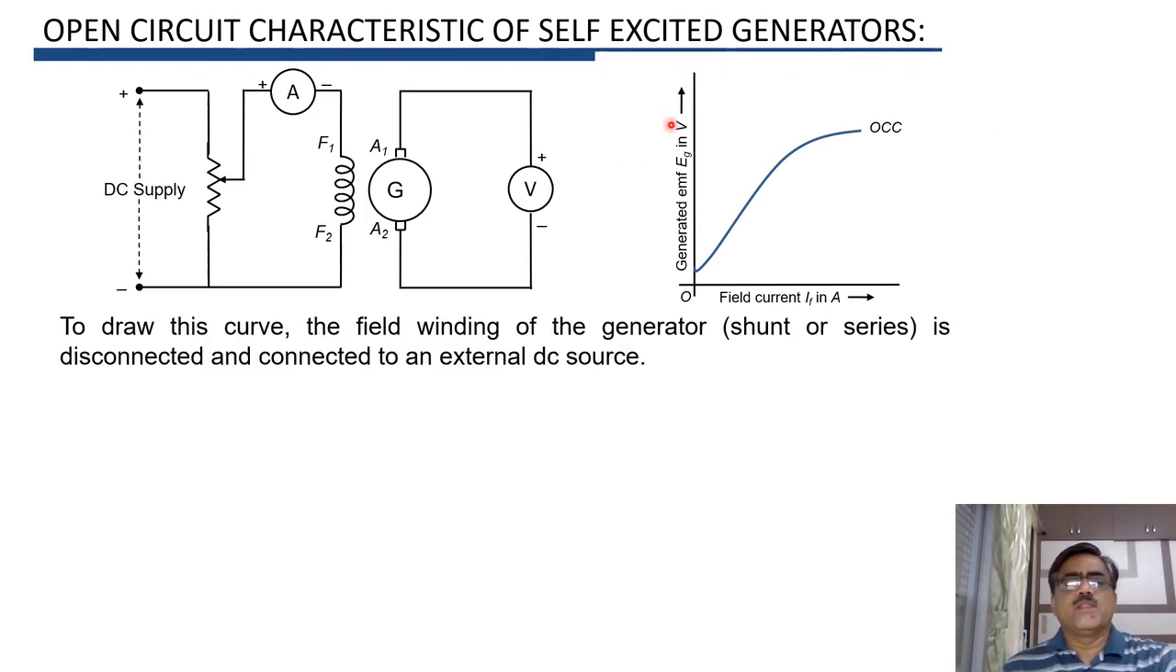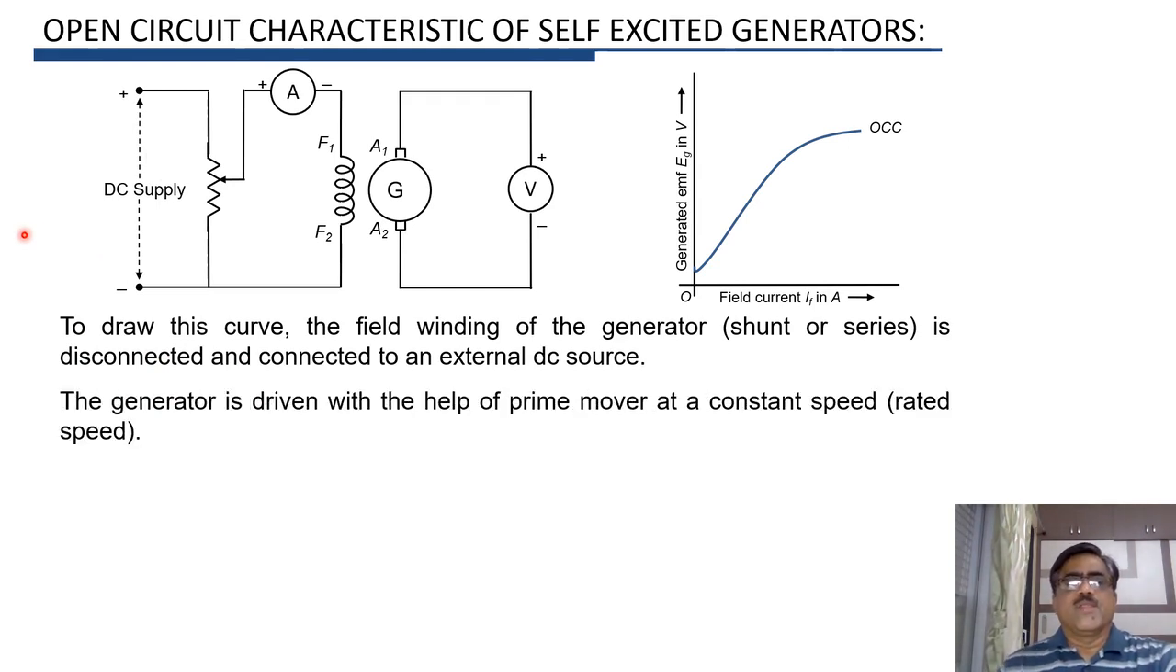Now to plot the OCC of self-excited generators, the field winding of self-excited generators, that is shunt or series generator, is first of all disconnected and it is connected to a separate independent DC power supply. Then the generator is operated at no load and it is driven with the help of a prime mover, and the speed of the prime mover is maintained constant, which is equal to the rated speed of the machine.